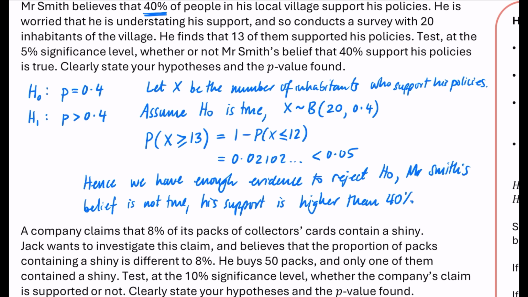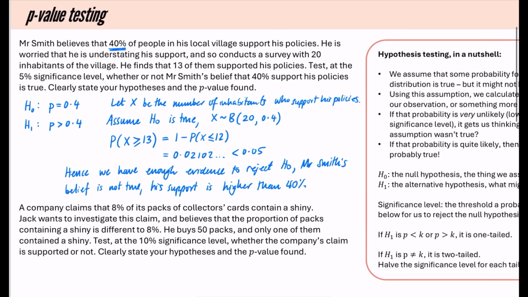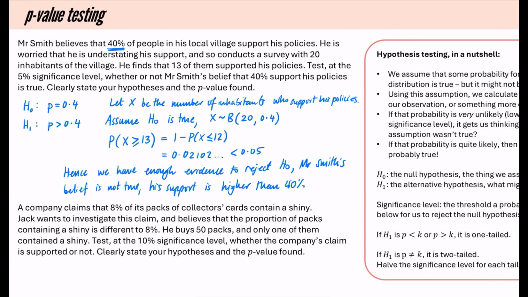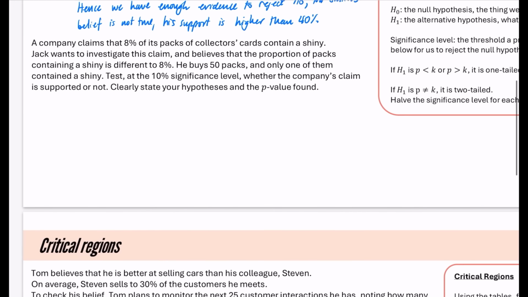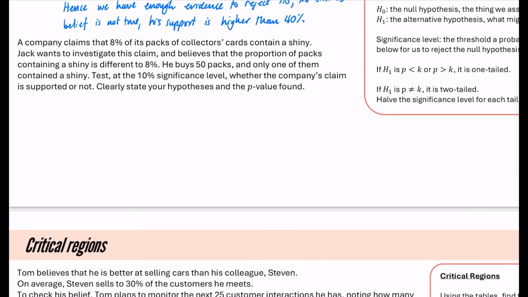And the reason he's worried he's understating his support, because maybe that's something that's really good. He can say in his next council meeting, you know, I used to think it was 40% of people supporting me. I actually think I'm understating that. It's even higher than that. Maybe it's going to give him a slightly stronger position in the politics of a village council.